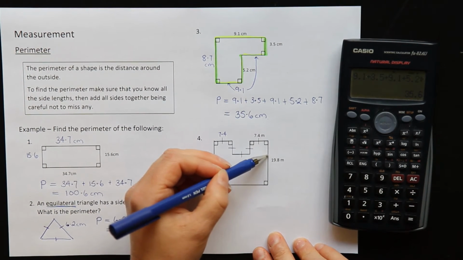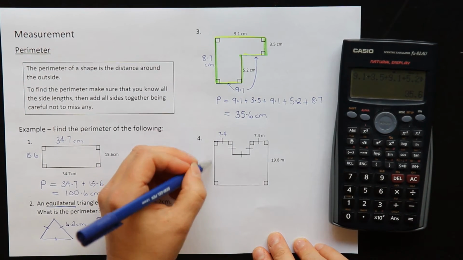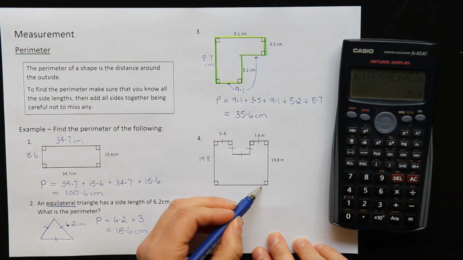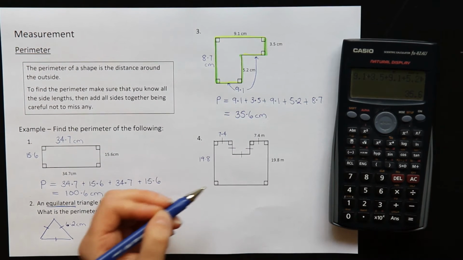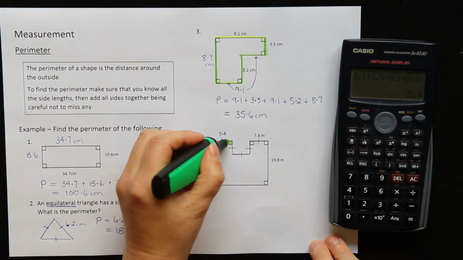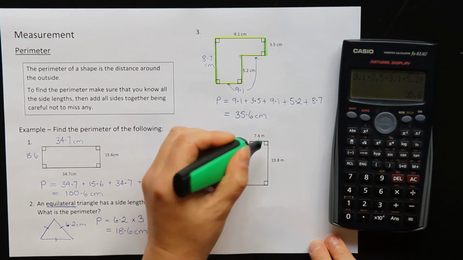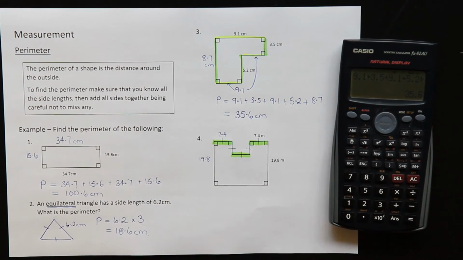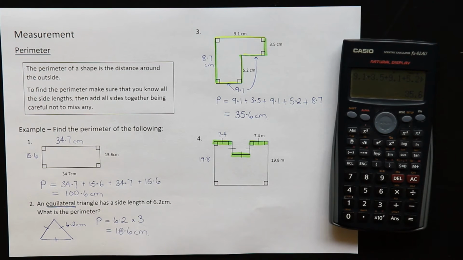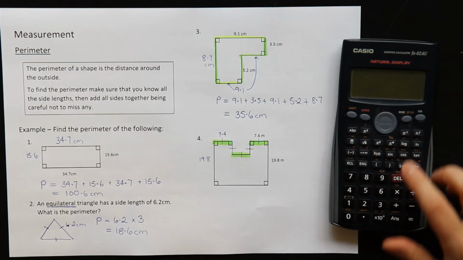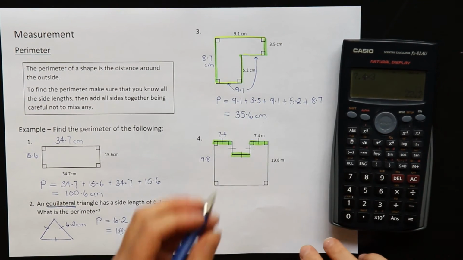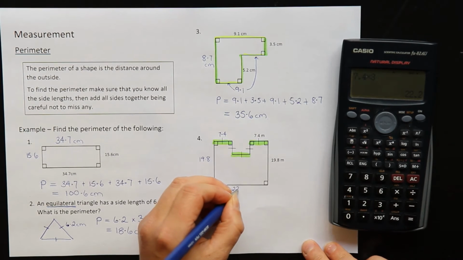Also, if this one here is 19.8, then the one across here must also be 19.8. Now we need to know what this one across the bottom is. That one across the bottom would be the same as that one, plus that one, plus that one, those three horizontal lines. So each of those lines are 7.4. So we could type in 7.4 times 3 to tell us that this length is 22.2.